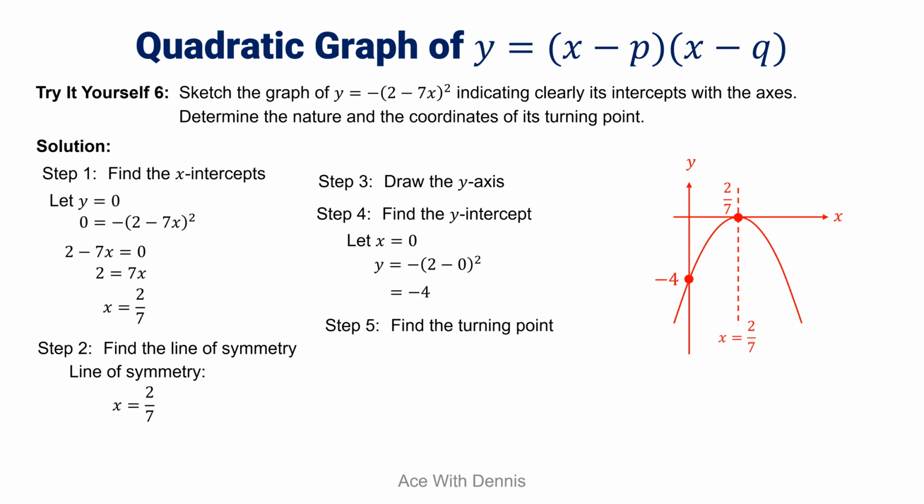Step number 5, we find the turning point. So where is the turning point? This point will be the turning point, which is also the root of the equation. So for this case, the nature of the turning point is a maximum point. And the coordinates of the maximum point will be 2 over 7, 0. And lastly, label the curve y equals negative bracket 2 minus 7x squared.